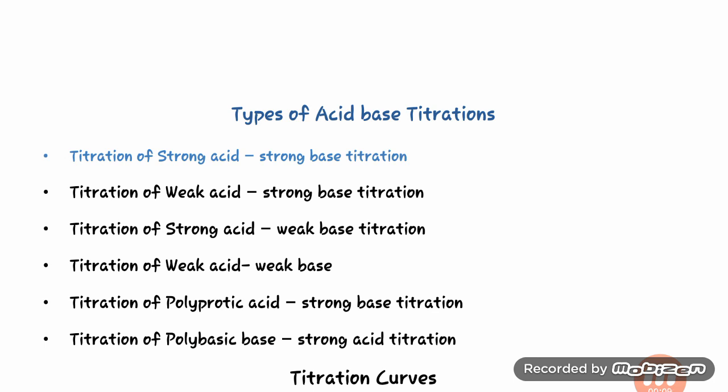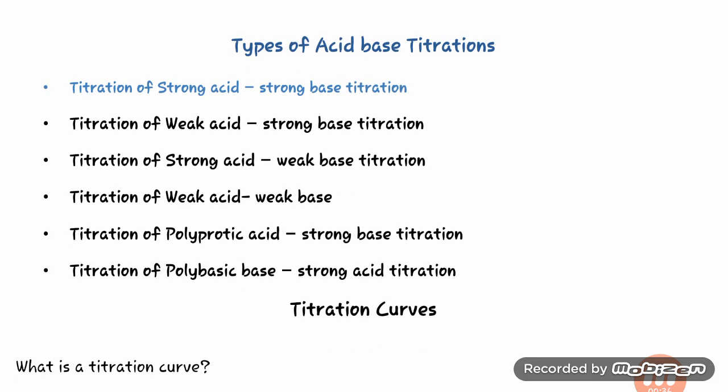Today we will study the types of acid-base titration. Titration of strong acid with strong base. These are different types of titration. Next is titration of weak acid with strong base, which is another type of titration. Then titration of strong acid with weak base is another type of titration. Then titration of weak acid and weak base.